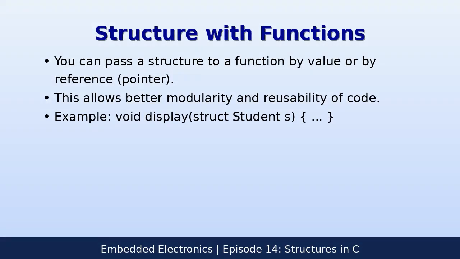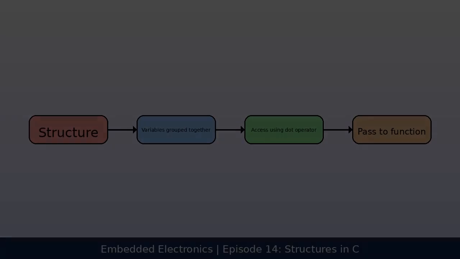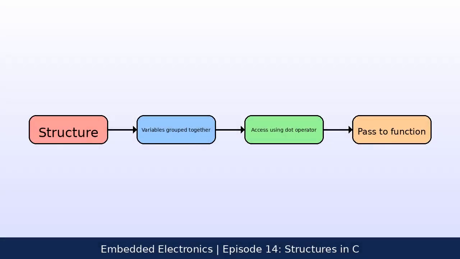A structure can be passed to a function either by value or by pointer. This helps in organizing programs into reusable modules. This diagram shows how structures allow combining different data types together under one name and how they can be used or passed to functions.